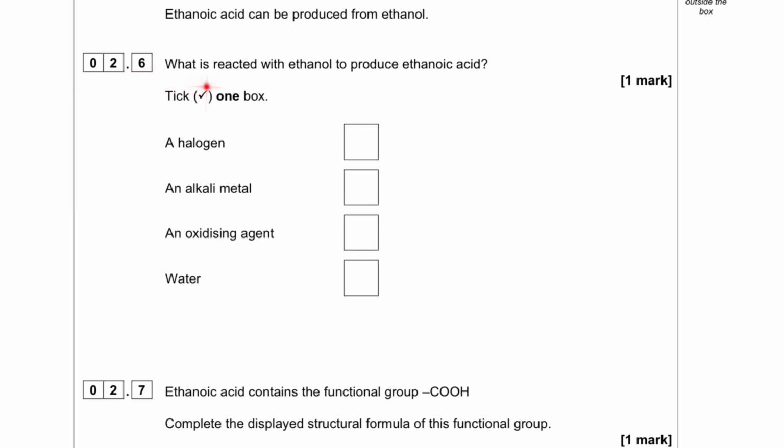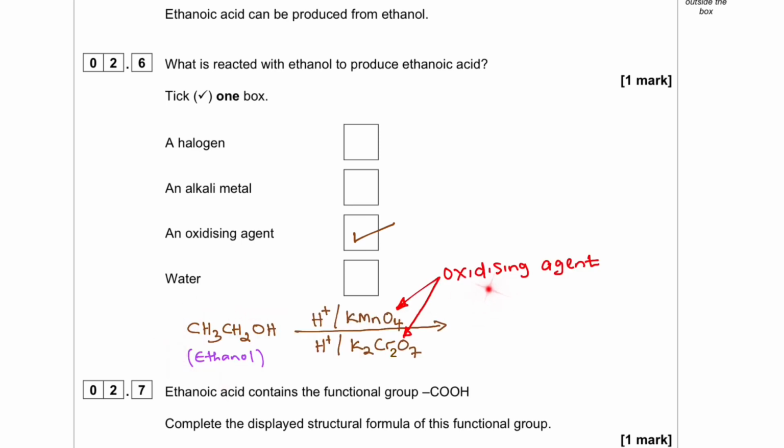Question 2.6. What is reacted with ethanol to produce ethanoic acid? Tick one box. A halogen? No. An alkali metal? No. An oxidizing agent? Yes. Water? No. Here is the ethanol, and with oxidizing agents such as potassium permanganate or potassium dichromate, acidified, your product will be ethanoic acid, and that's ethanoic acid.